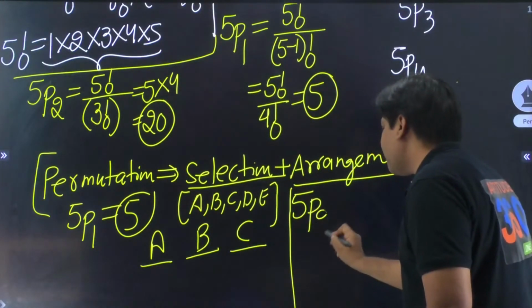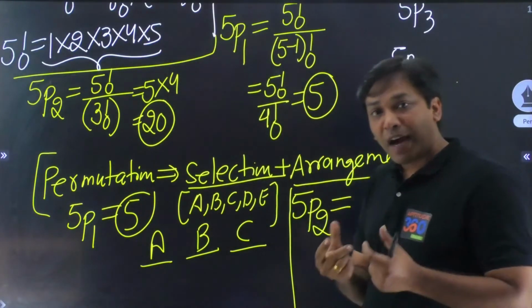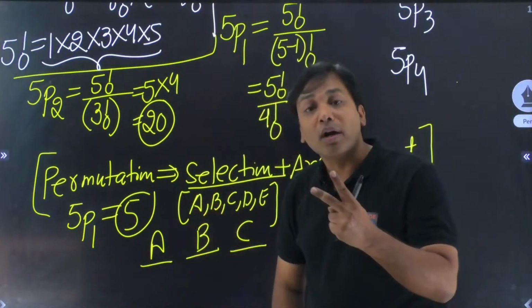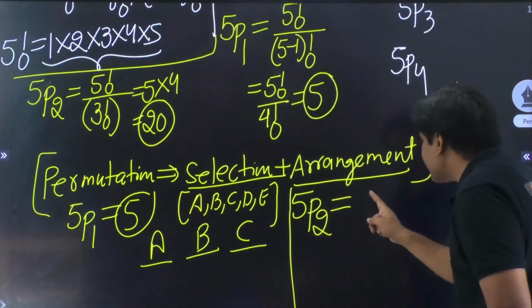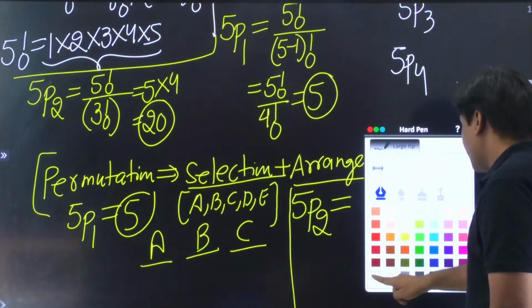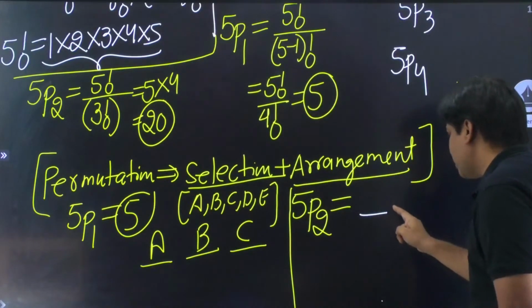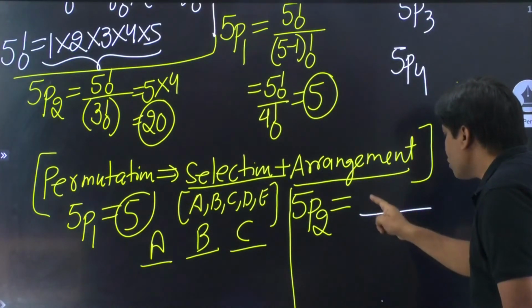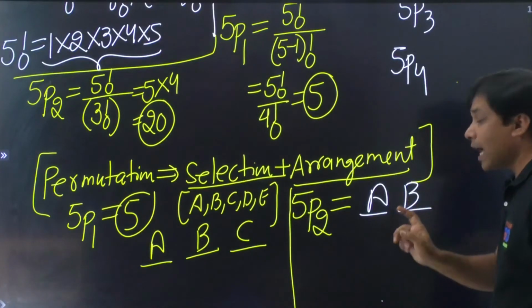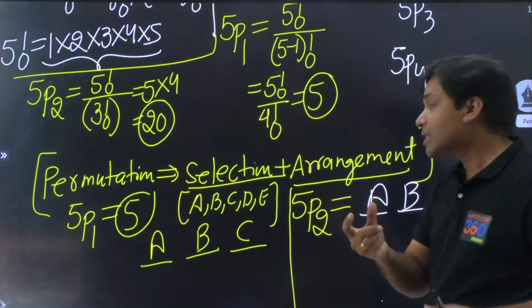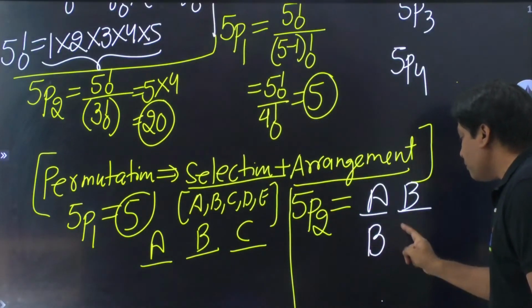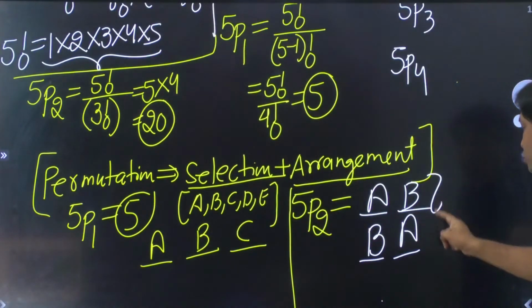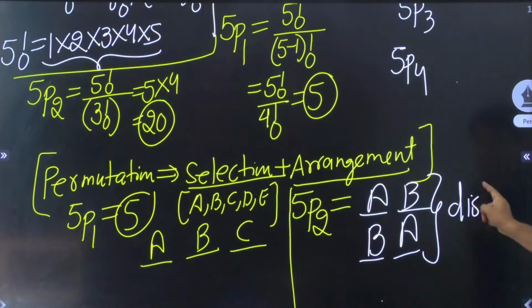But if you say 5p2, what is the meaning of 5p2? If I say 5p2, I am selecting 2 distinct elements out of 5 distinct elements, right? If I select A and B, this is where the difference is: as per the case of arrangement, you take AB or BA. These two are distinct cases.